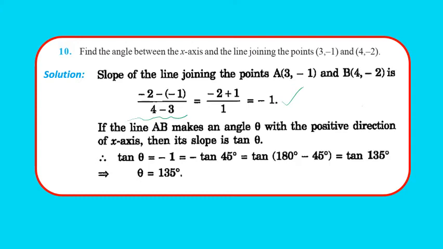So -1 means what? Minus tan 45. So tan (180 minus 45), that is tan 135. So we get the angle as 135 degrees. Clear? So pause and note down the solution.